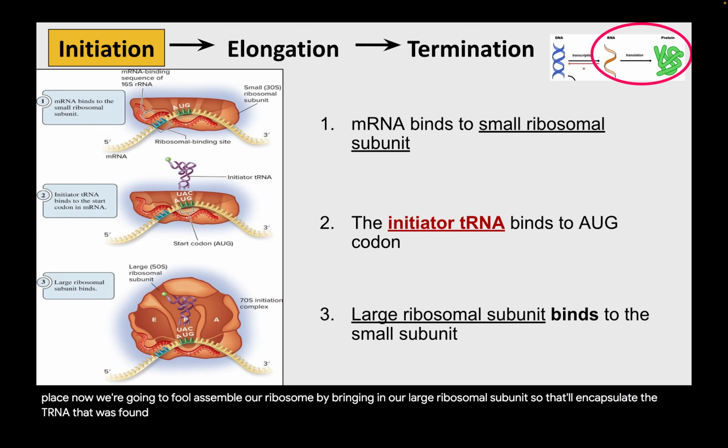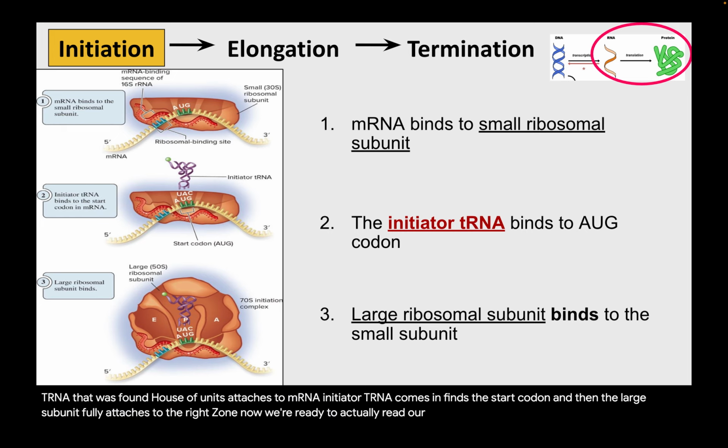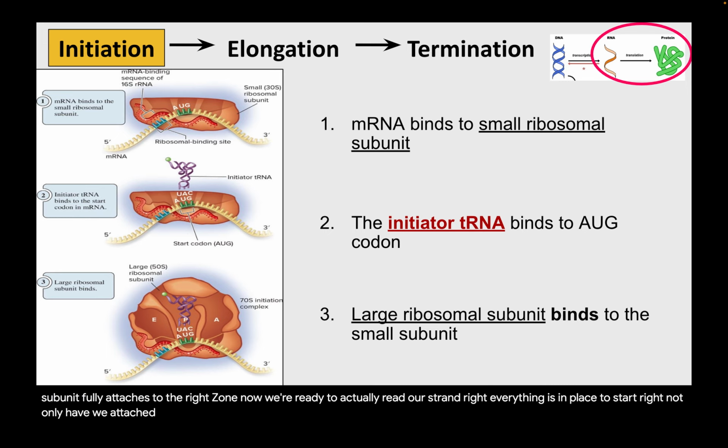So the small subunit attaches to mRNA. The initiator tRNA comes in, finds the start codon, and then the large subunit fully attaches to the ribosome. Now we're ready to actually read our strand. Everything is in place to start. Not only have we attached our ribosome, but we brought in the first amino acid to the sequence. That start codon coded for methionine, which is our first amino acid.